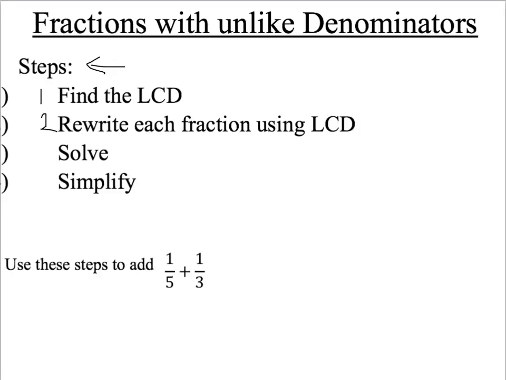So after you've rewritten each fraction using the lowest common denominator, we're going to solve it. And then, as always, the last step is to simplify. Very soon, we're going to use these steps to add the fractions 1/5 and 1/3. But first, we're going to go over finding the lowest common denominator.